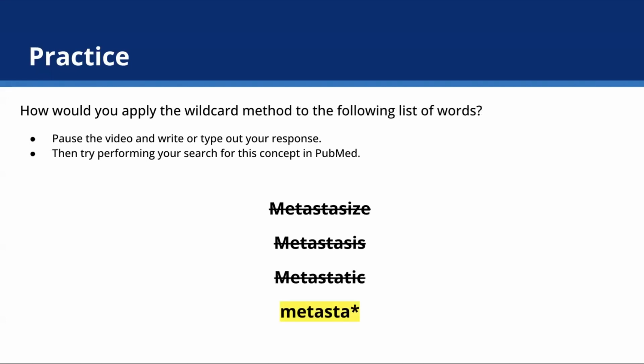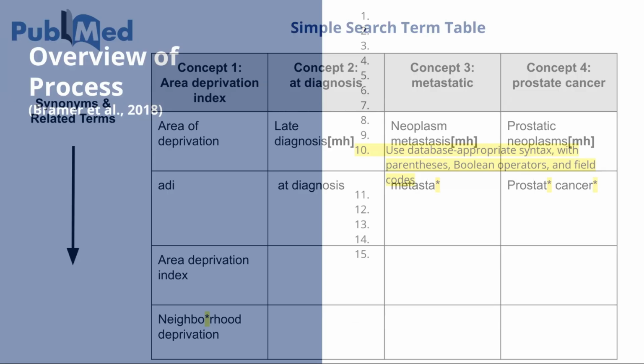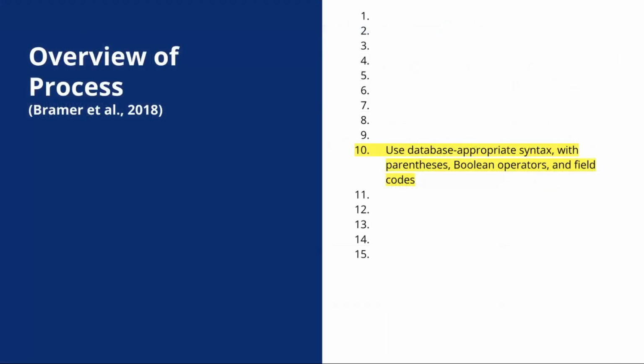Here is the way that you would apply the wildcard function. You would take out the least amount of letters at the end and find the base of the word that you would add the asterisk to. Notice there is no space between the last letter and the asterisk character. Here, I revised the previous search term table to apply the wildcards where appropriate. You'll notice that I added a wildcard in the middle of the word neighborhood to account for the British spelling of the word.